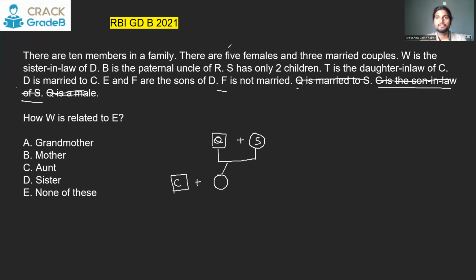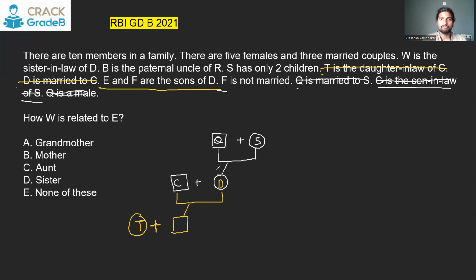Now we know D is married to C. So we know this person is going to be D. T is a daughter-in-law of C. So that means if they have a daughter-in-law, they have to have a son for that. That son will marry a person whose name is T. So that makes T the daughter-in-law of C and D.